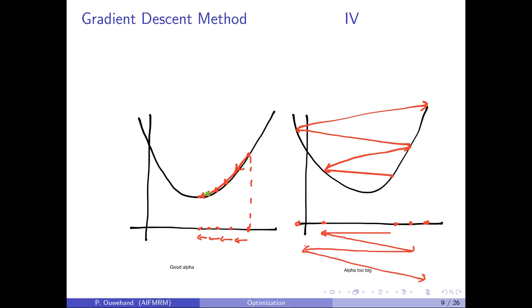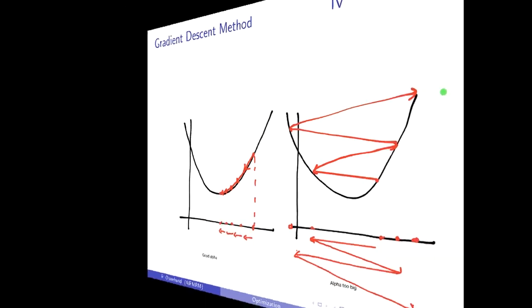On the other hand, if alpha is too big, you might move too far and keep overshooting the minimum and diverge, as we saw in the last example on the previous slide. So the value of alpha is very important, and you may need to play around with that when you implement this.